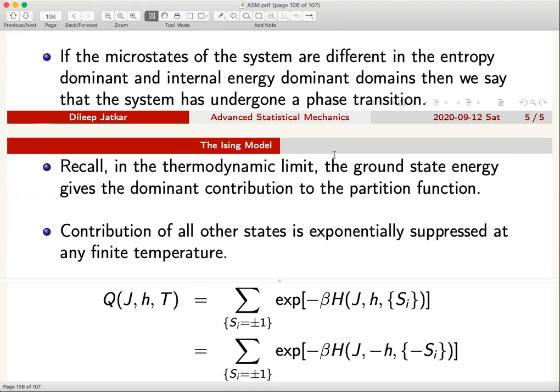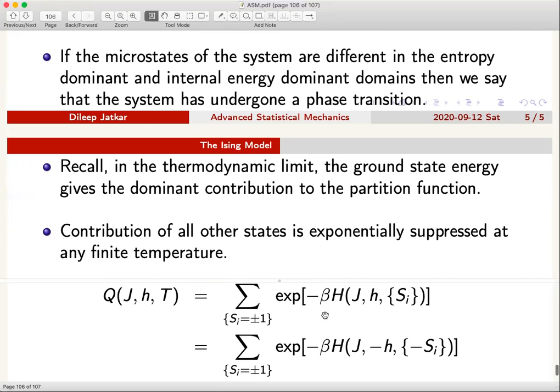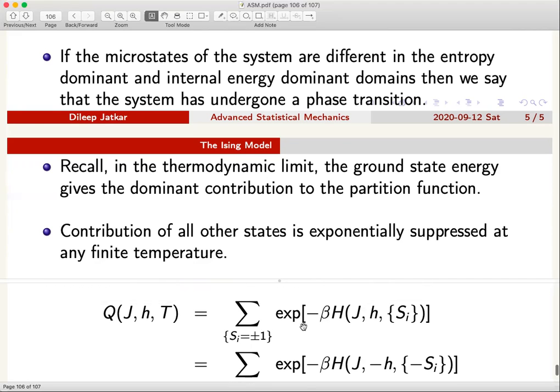Okay, coming back to what I was saying: when you go to the thermodynamic limit, whatever quantity you write down, the partition function is a sum over all possible energies that a system can have. Of those energies, the ground state energy gives the most dominant contribution to the partition function.